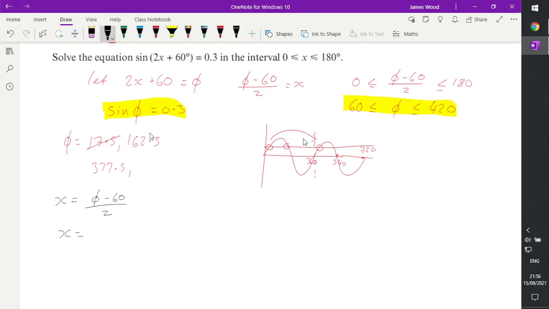162.5 though, minus 60 divided by 2 is 51.3. And the other one, 377.5 minus 60 divided by 2, 158.8. And those would be my two answers. So it's quite methodical using this substitution method.